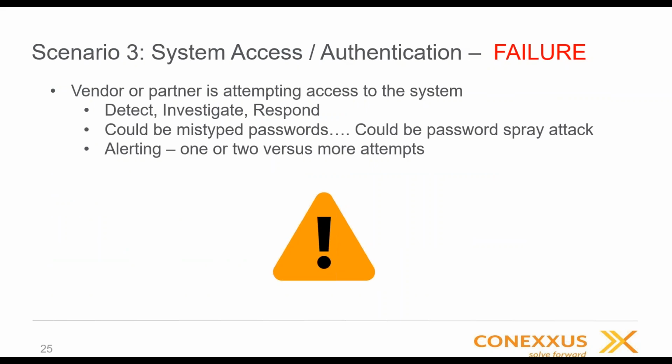So a third scenario we go to is around failures. So vendor or partner is attempting access to the system again. We follow our same traditional detect, investigate, and respond. And then we start to see failures. So these could be mistyped passwords, or it could be a password spray attack.